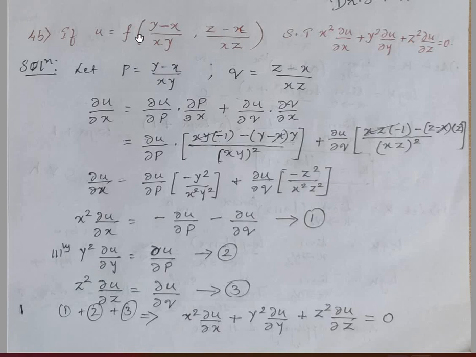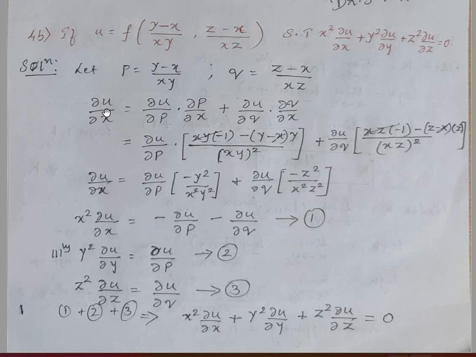For B, if u equal to f of (y minus x) by xy, (z minus x) by xz, show that x square ux plus y square uy plus z square uz is equal to 0. I will define the function p equal to (y minus x) by xy, q as (z minus x) by zx.